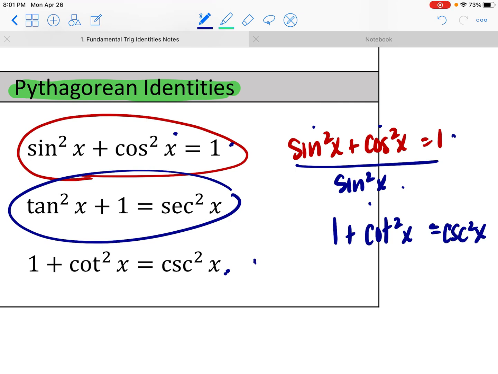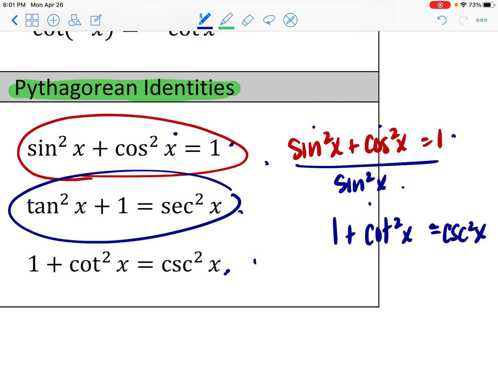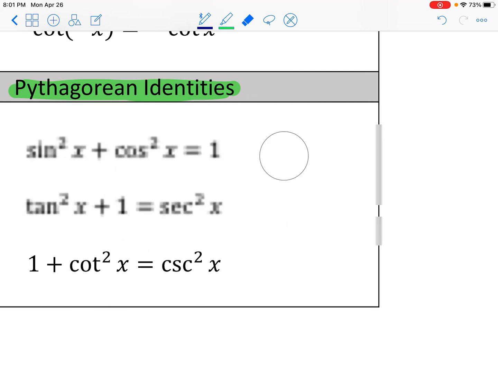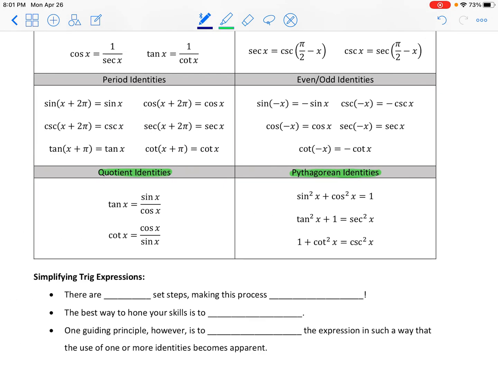Okay, but these are two just coming from the first one. So these are what we call Pythagorean identities. Again, they are used fairly often, so those would be helpful to commit to memory. I'm so sorry, my brain.